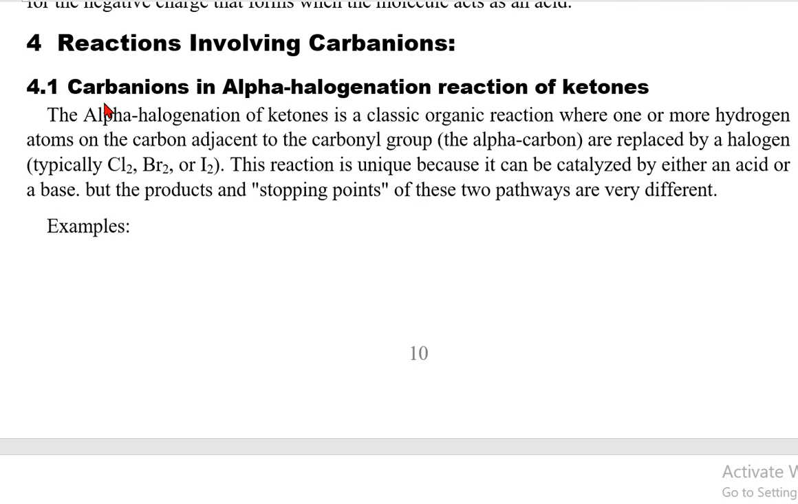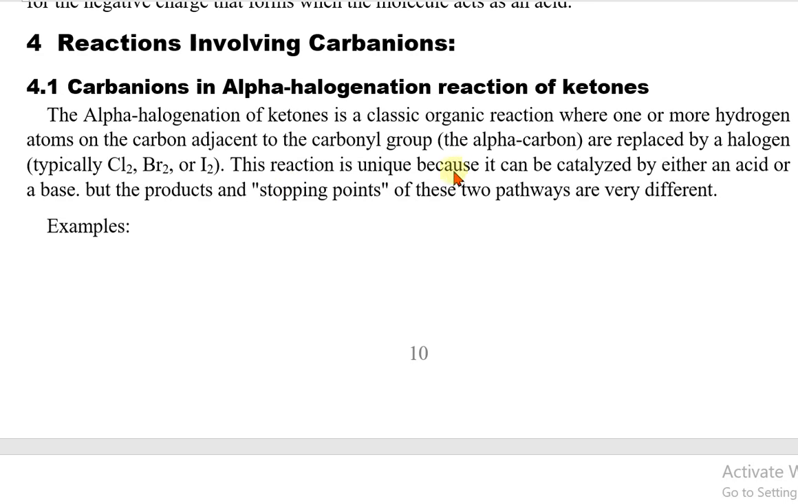So the second lecture on carbanions, we start with the reactions involving carbanions. Carbanions in the alpha halogenation reaction of ketones. The alpha halogenation of a ketone is a classical organic reaction where one or more hydrogen atoms on the carbon adjacent to the carbonyl group, the alpha carbon, are replaced by halogen. Typically Cl2, Br2 or iodine.